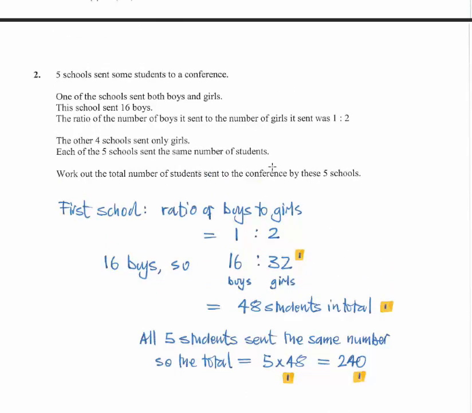Now, as I said in my help video, it says here the other 4 schools sent only girls. It doesn't matter about that. That is just thrown in to kind of confuse things. It doesn't matter whether it said the other 4 schools sent only boys. You don't need to calculate how many boys or how many girls arrived. It was just a total number of students. You don't care what their gender is.